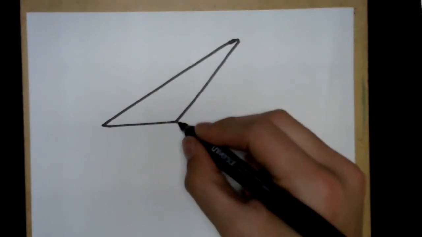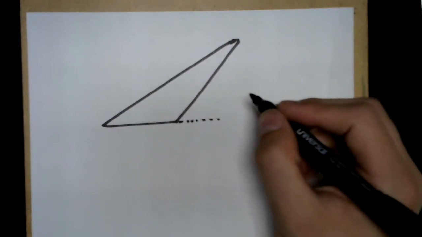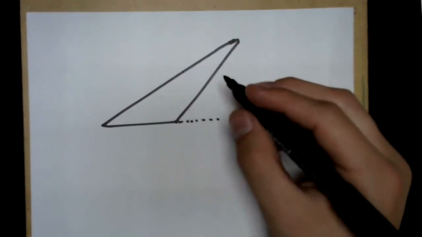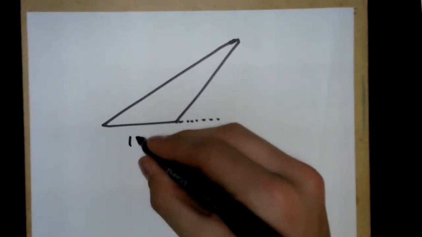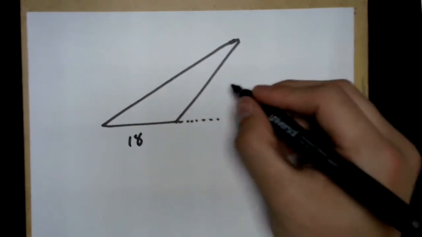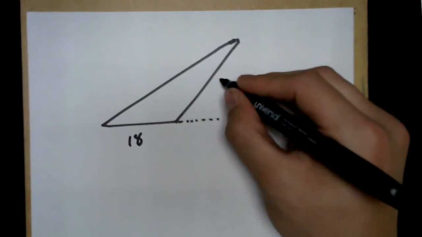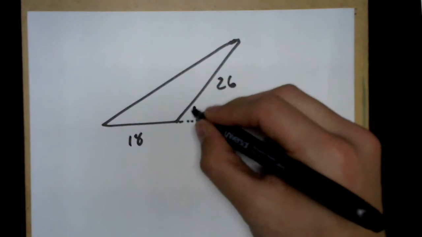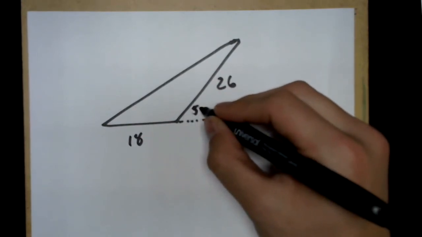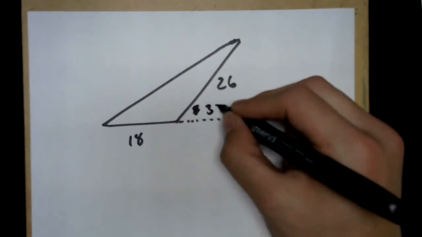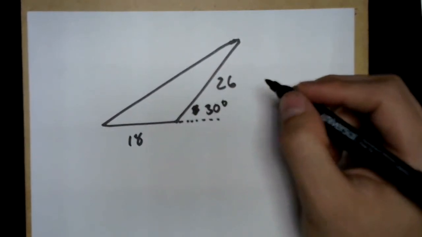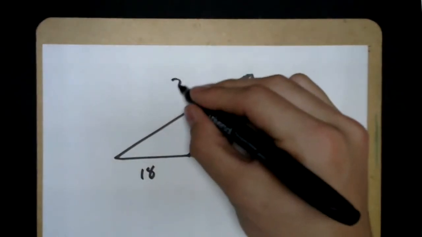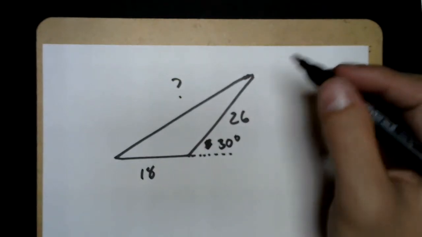Alright. Most likely they'll give you a dotted line, give you a story problem with it, and say that this is 18, this is 26, and this angle right here is, I would say 30. There we go. That's decent. With that, they'll say, what's this length?